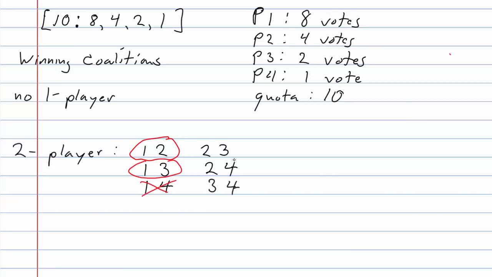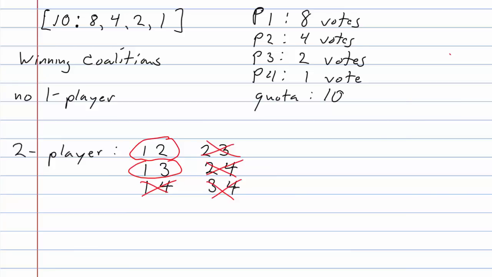What about 2, 3? That would be 4 plus 2, or 6, so that doesn't meet it. 2, 4, that would be 4 plus 1, or 5. That doesn't meet the quota. And 3, 4 would be 2 plus 1, which is 3. So we only have two two-player winning coalitions.